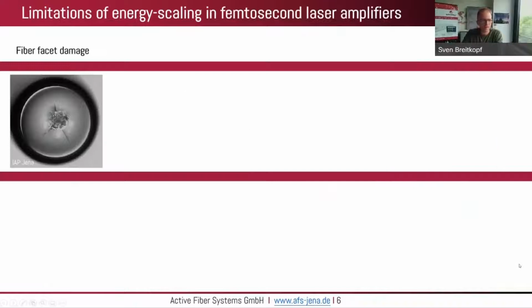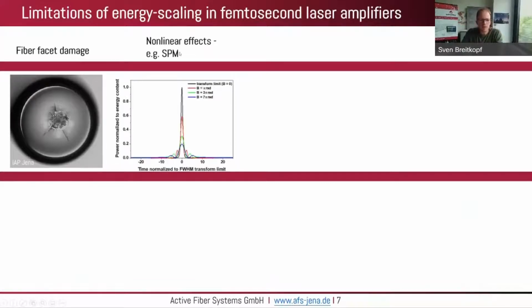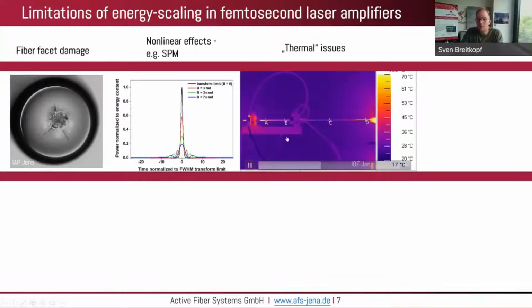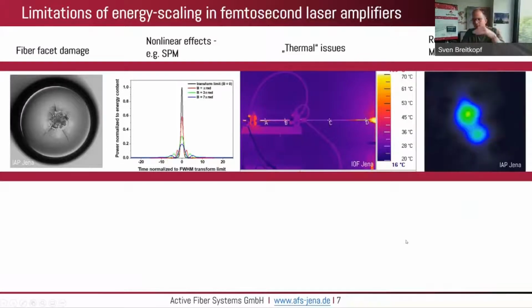And the limitations I talked about in fiber amplifiers: you can have damage issues at the surface, or you get nonlinear effects in the fiber, so you get an ugly pulse out of the amplifier in the end. You can have problems getting away the heat from the fiber. So if we're talking about a couple hundred watts of average power, then these thermal issues can come into play. And also at a higher average power level, there are other thermal issues caused by the laser process in the amplifier, which are harder to circumvent.